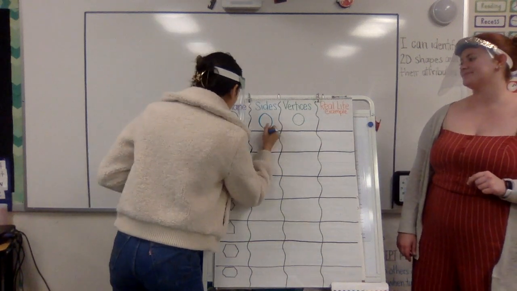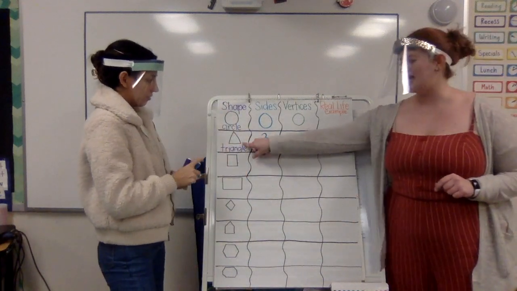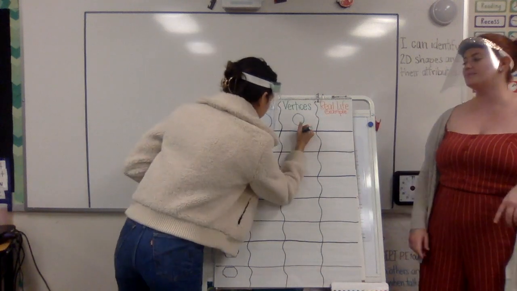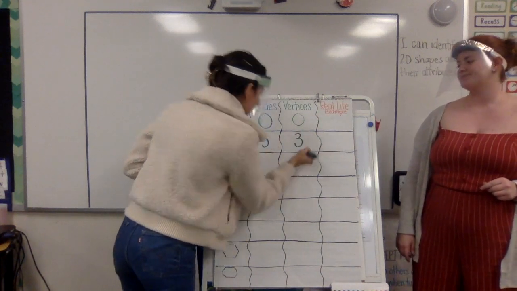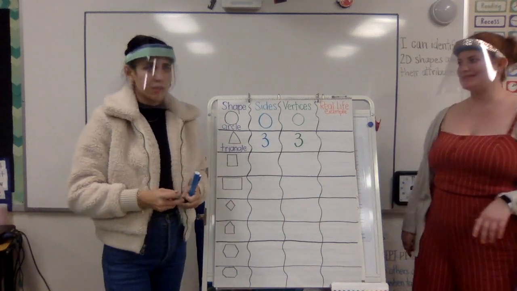And, well, how many corners or vertices would it have then? Oh, it also has 3 vertices. Those are the points where it comes together. Well, where would we see a triangle in real life, Miss Lime? Oh, you know what, Miss Lestico?